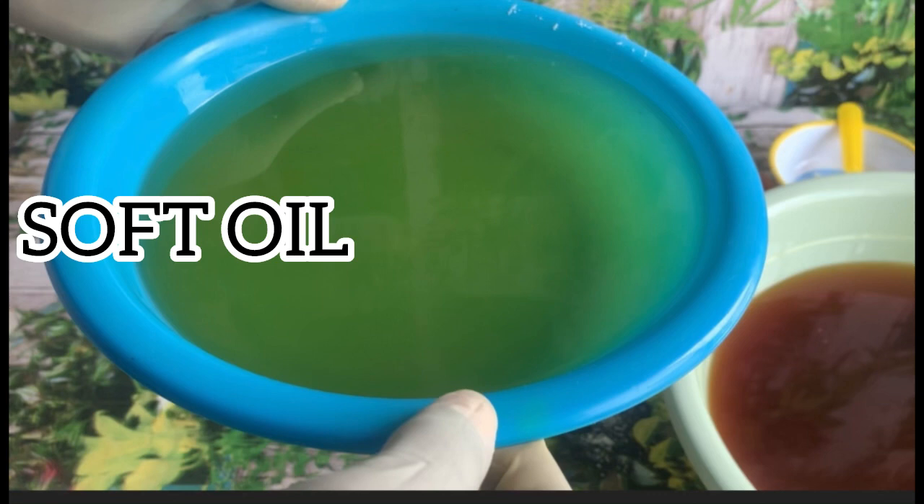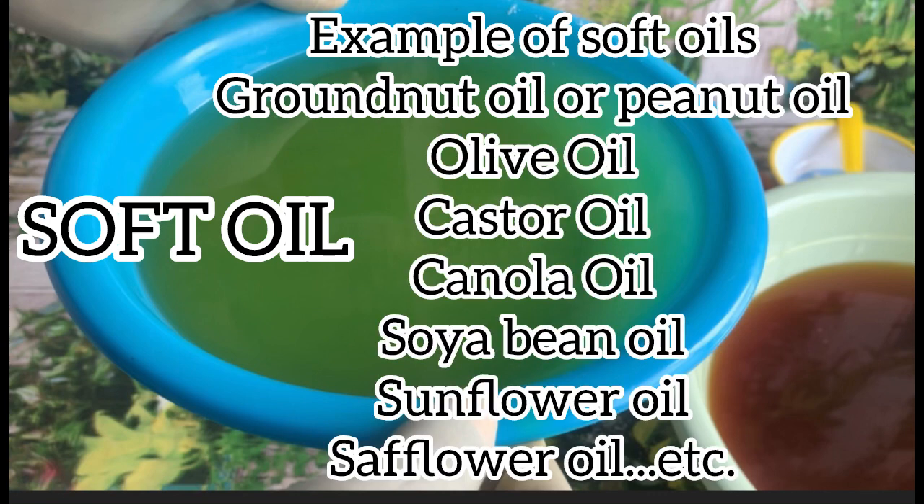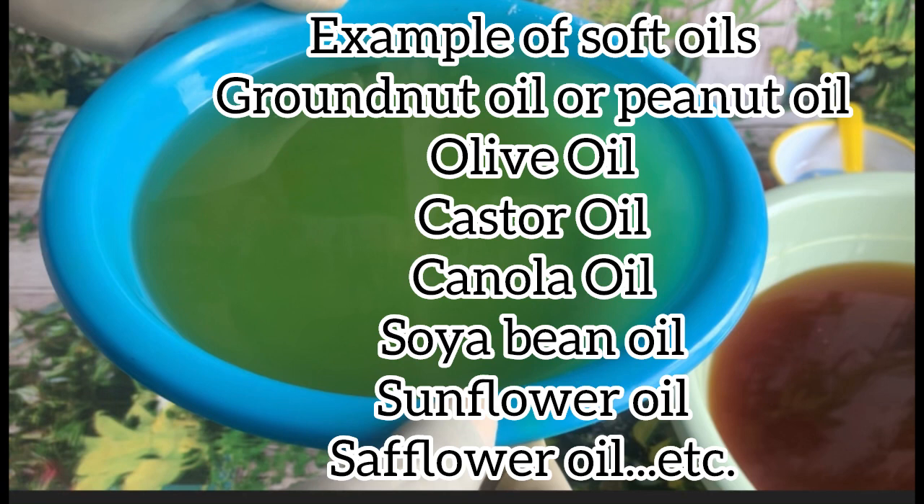So I will list the examples of soft oils we have in soap making. We have groundnut oil or peanut oil. We have olive oil, castor oil, canola oil, soybean oil, and sunflower oil. There are many more that I have not listed here. Now, soft oil produces a soap that is not very hard.